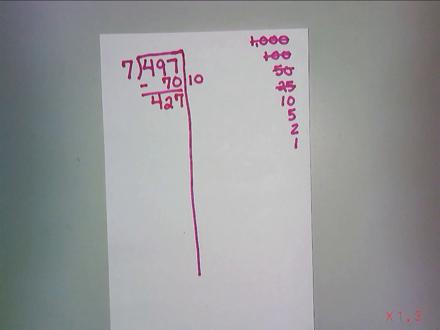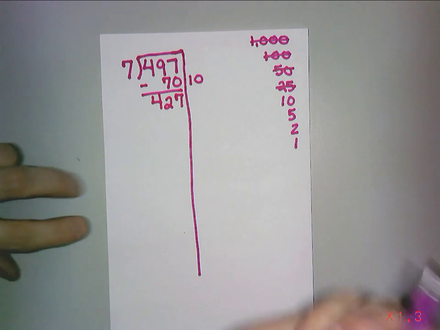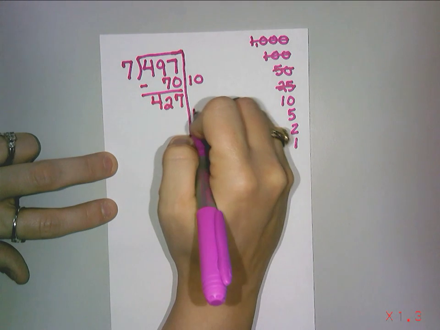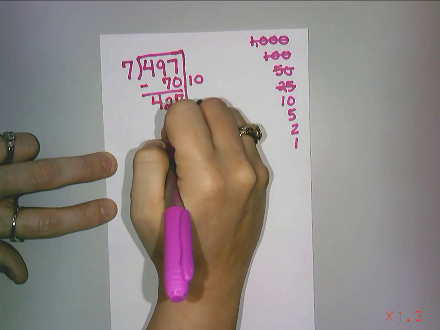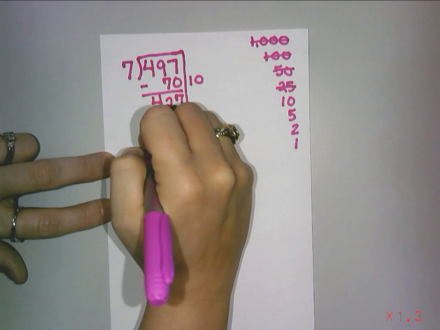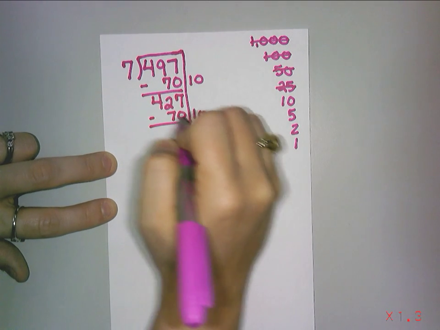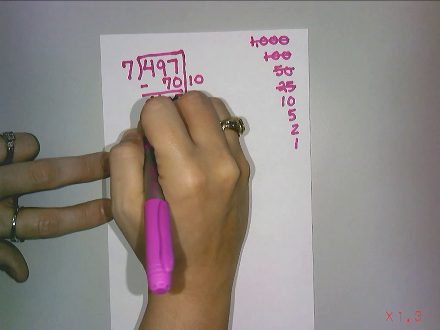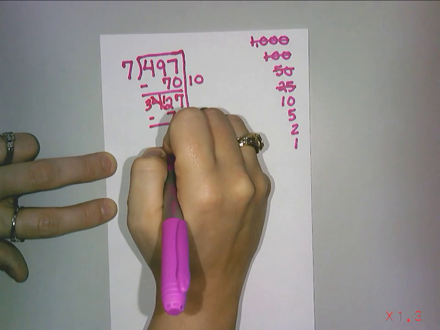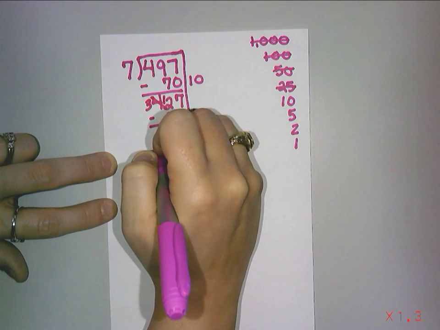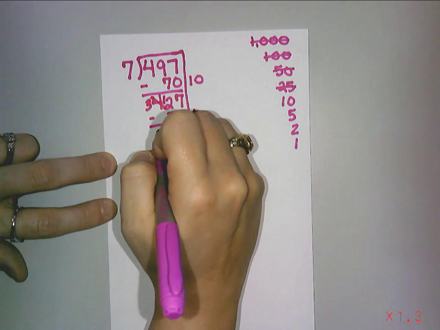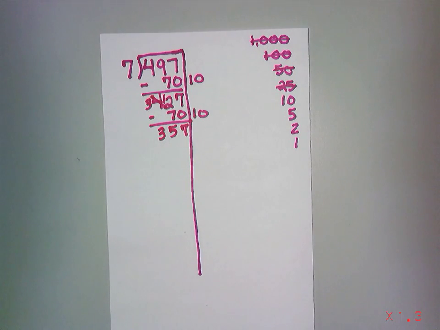And I can keep going again. 7 minus 0 is 7. I have to borrow. 11 minus 7 is 4. So I'm at 147. I can do another set of 10. 7 minus 0 is 7. 14 minus 7 is 7. I can still do one more group of 10. 77 minus 70 is 7.